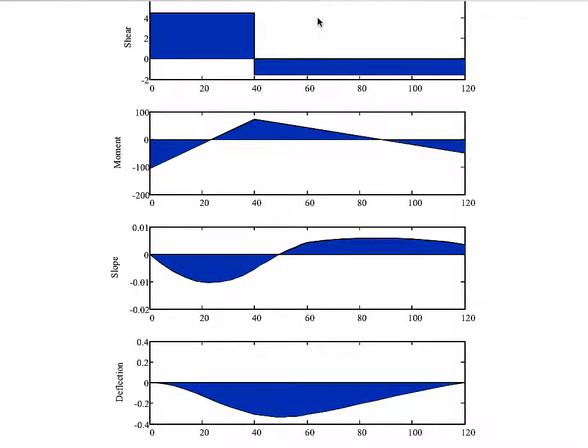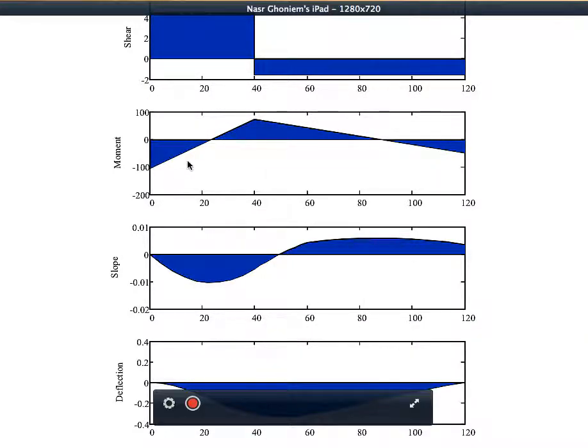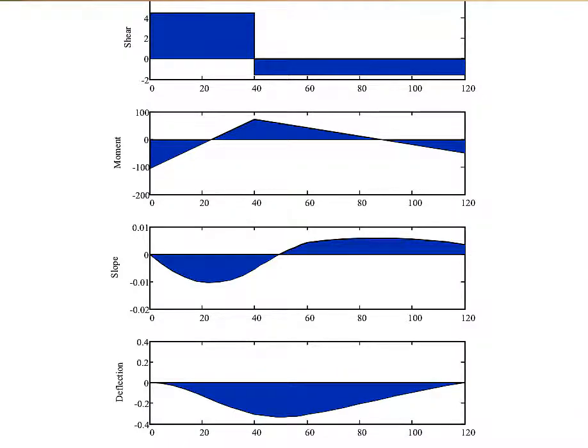Now, the final result is that if we wanted to construct a MATLAB program, then the MATLAB program should go through this procedure that we've done before, and should also give us the plots for the shear force diagram. Here is the shear force diagram, the bending moment diagram as given to us here, and the slope of the beam as well. And also it should give us the final result, which is the deflection, as you can see here.